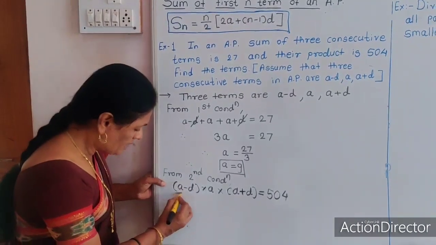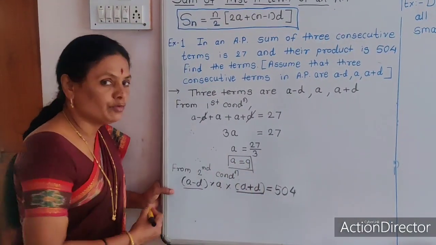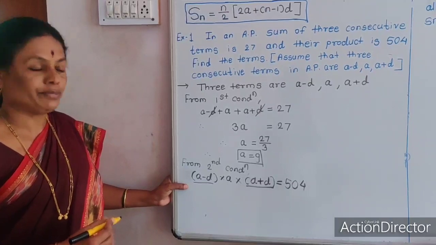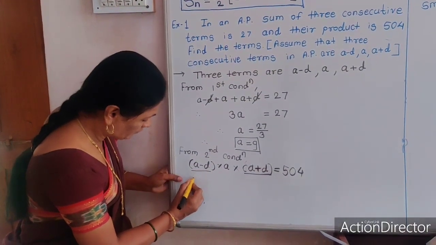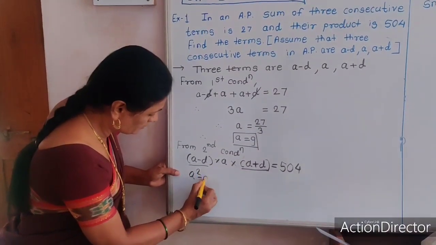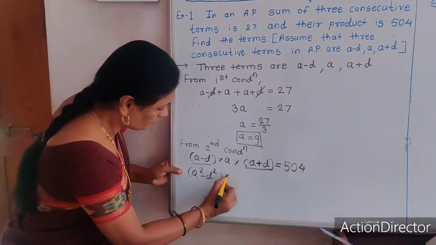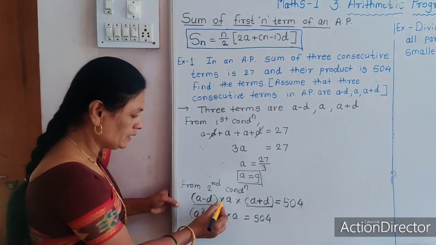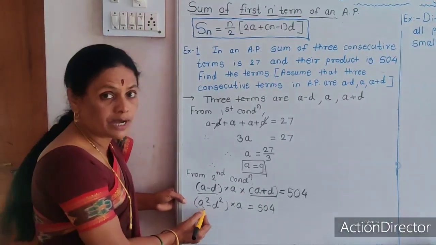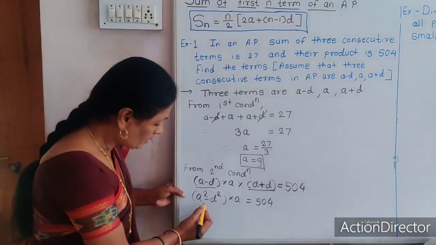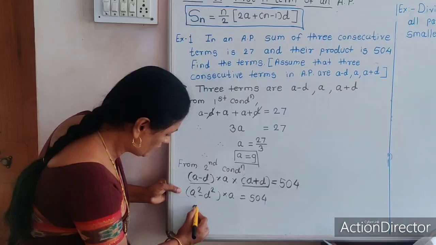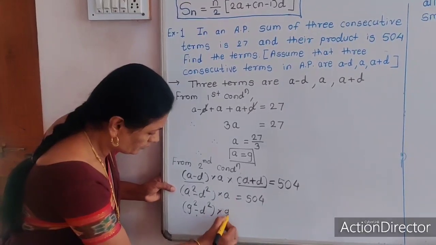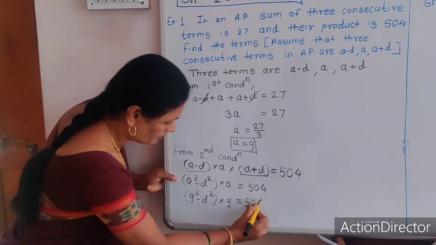Therefore, look here, a minus d and a plus d. We know the identity: a minus b into a plus b is equal to a square minus b square. Using this identity, we have a square minus d square into a is equal to 504. Now we put the value of a: 9 square minus d square into 9 is equal to 504.